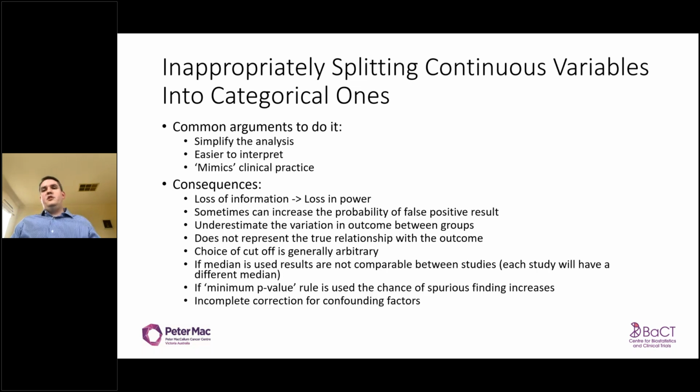However, there are a lot of drawbacks, a lot of consequences. The first one is that you are ignoring the actual value itself and just considering the group that they are in. So you're losing information, and when you're losing information, you're losing power. Sometimes it can increase the probability of false positive results, can underestimate the variation of outcome between groups, and does not represent the true relationship between the variable and the outcome. The choice of cutoff is generally arbitrary, and if you use the median, then you frequently can't compare studies because they'll have different medians. If the minimum p-value rule is used, the chance of spurious findings increases, and there is also incomplete correction for confounding factors.